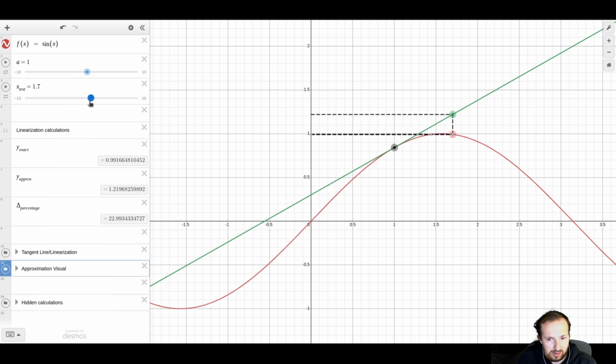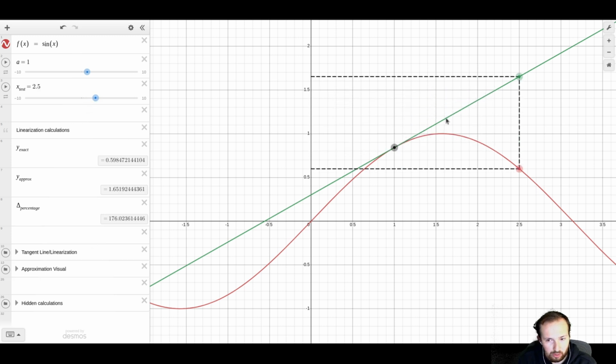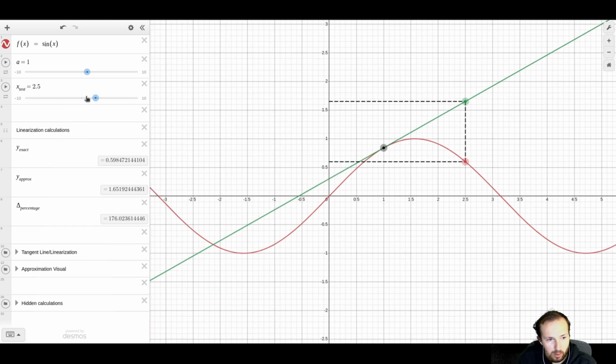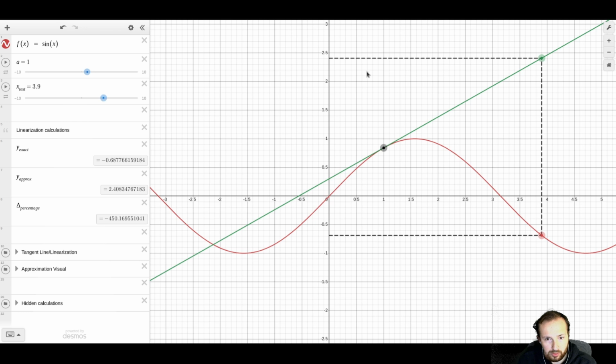As the test point gets further away, you can see that the gap between the actual y value and our approximation of the y value is getting way worse. As we go way out further here, this is a terrible approximation. This y value on the green tangent line is nowhere near the actual y value at that point. Why is that? Basically because our x test value is really far away from our a value.